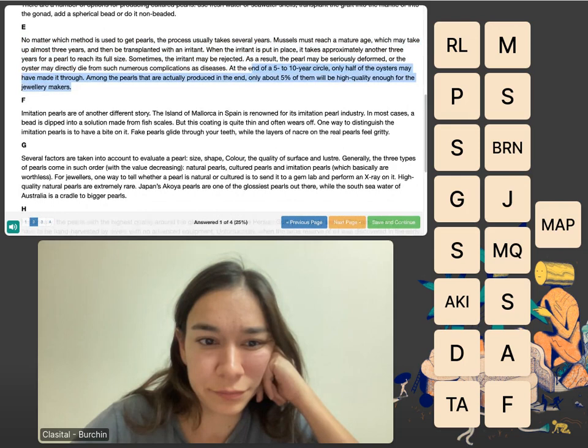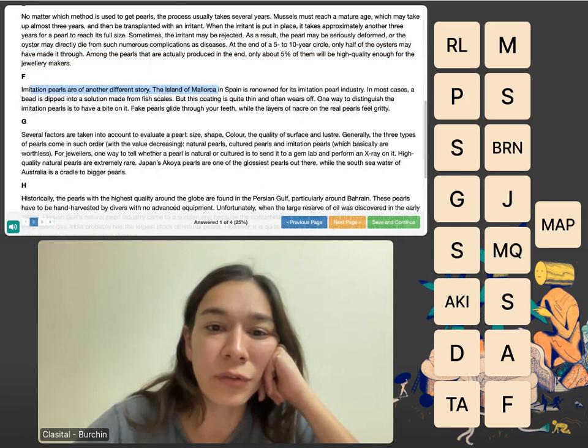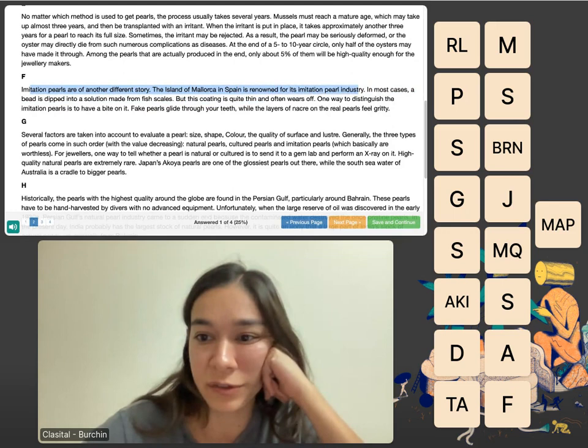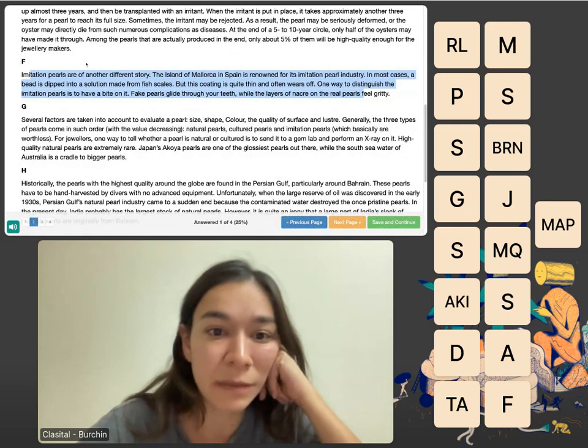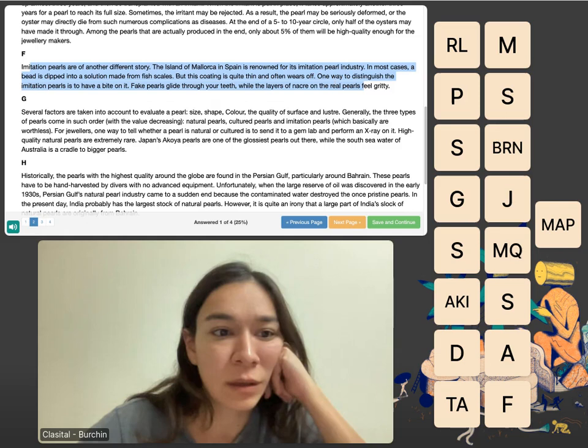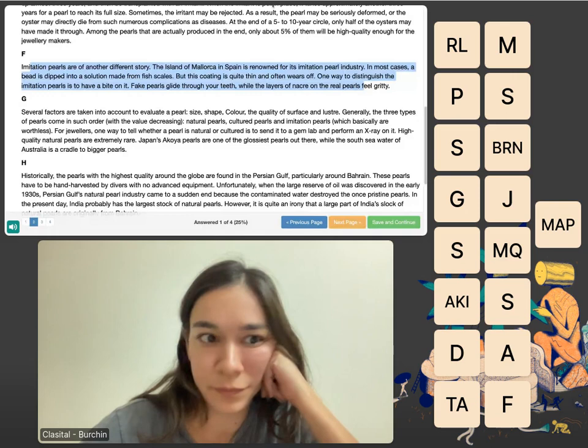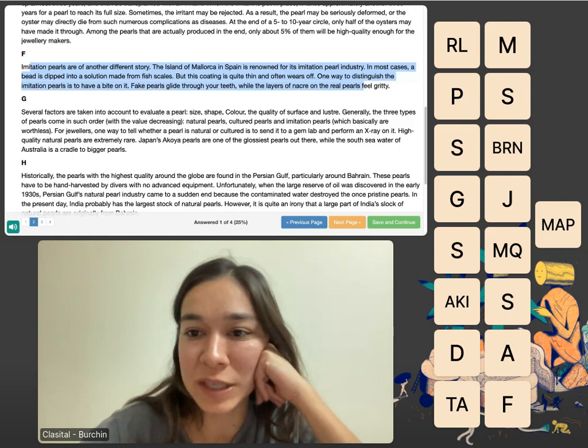Imitation pearls are another different story. The island of Mallorca in Spain is renowned for its imitation pearl industry. In most cases, a bead is dipped into a solution made from fish scales. But this coating is quite thin, blah, blah, blah. Yes, Sumia, I think it is on the F2. Let me send you the questions again from here.